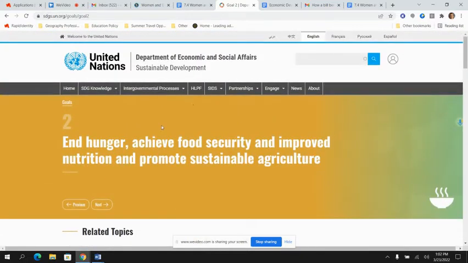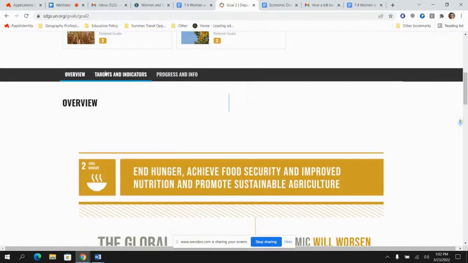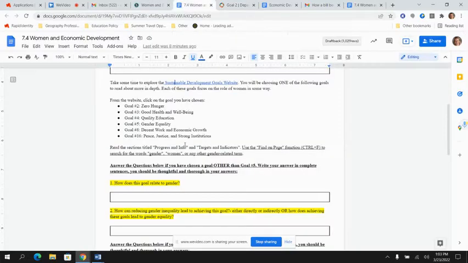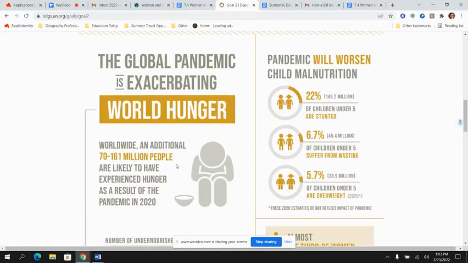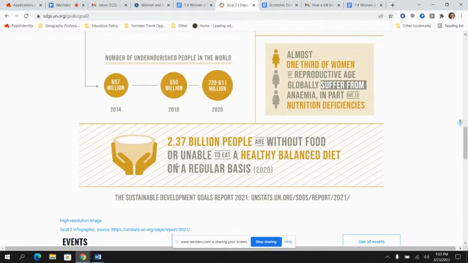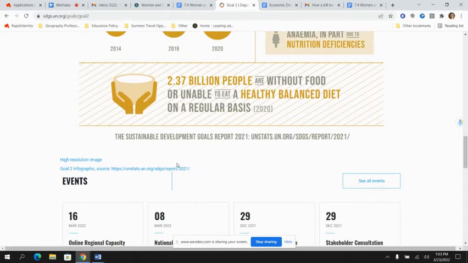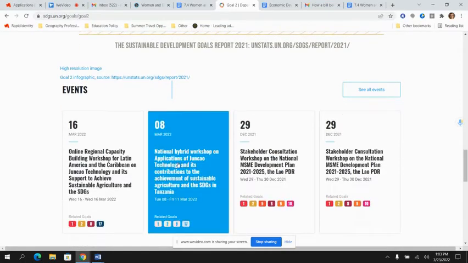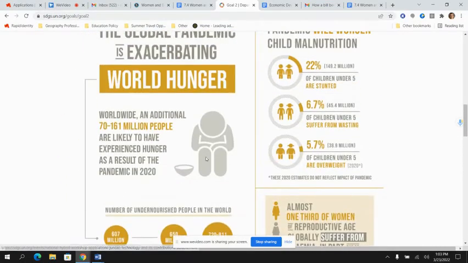Then as you scroll down, you're going to see these targets and indicators and progress and info. You are going to read about it and investigate it a little bit. One thing that you're really looking for is, how does this goal relate to women? You can read the infographic. Because our focus is, what is the role of women in economic development? So you're going to do that.